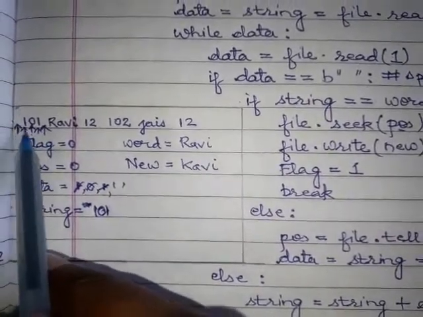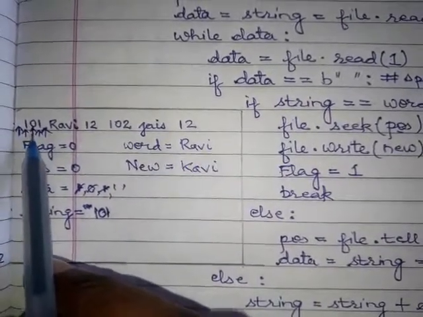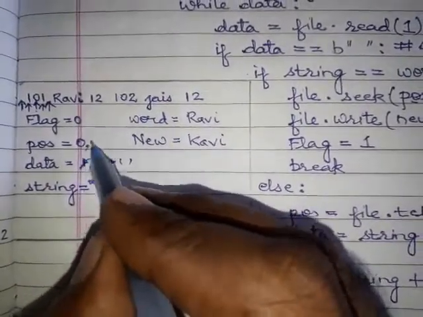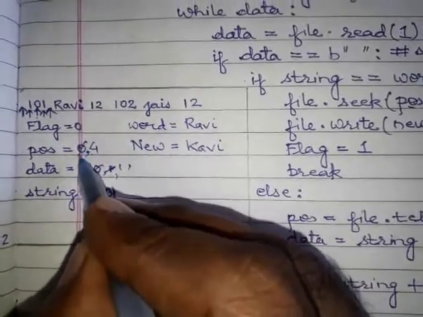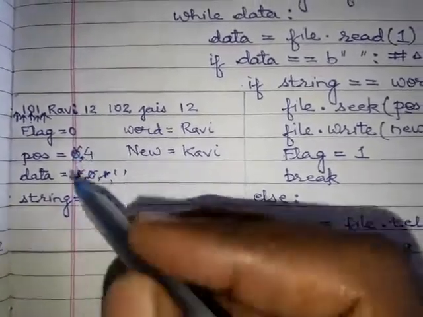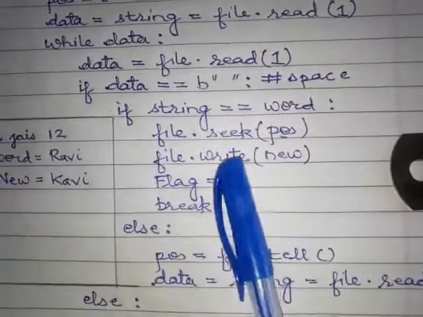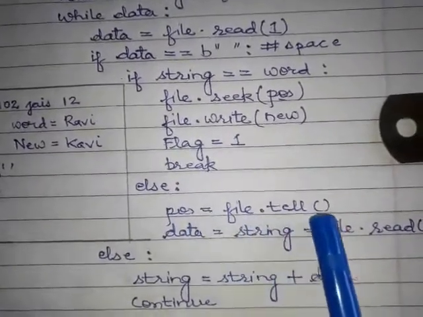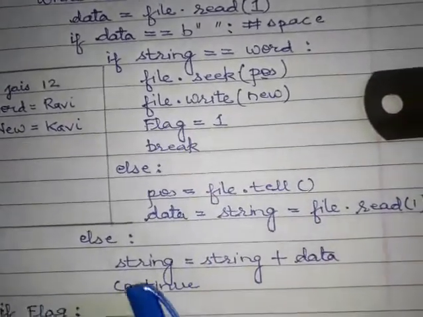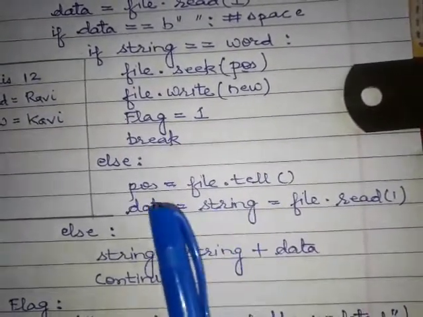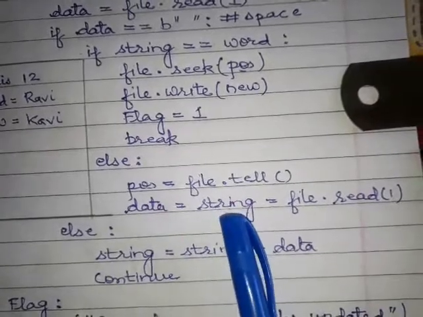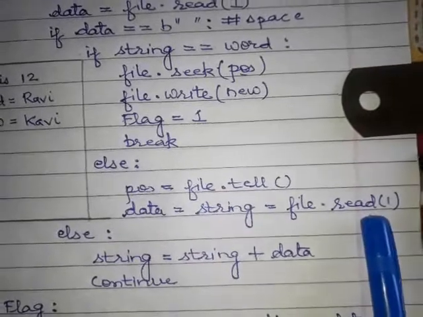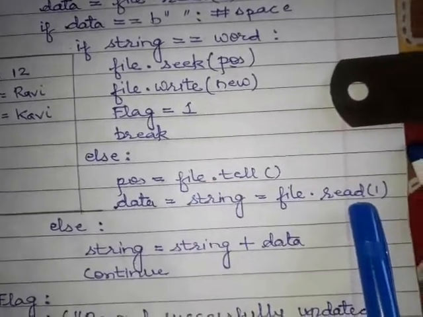This is not 1. Okay, 1 starts from here. 1 2 3 4. So the position will contain the file pointer position. 0 is not there. Now its value is 4. Position equals file dot tell, which means position contains 4. Data and string both are initialized. Now whatever string contained previously will be erased and will contain the next single byte of the file.